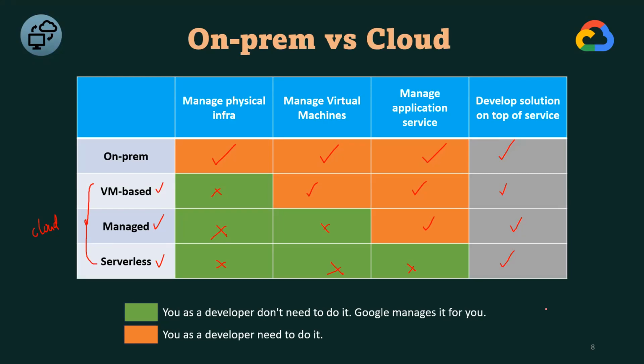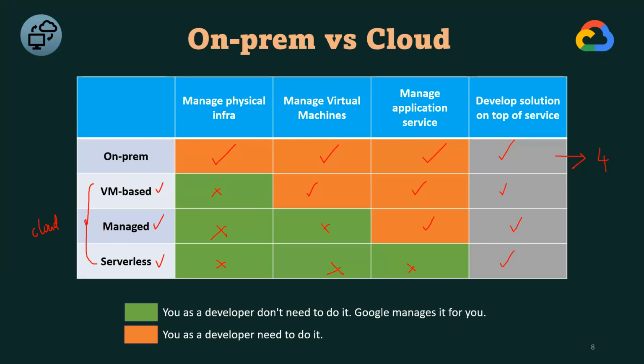But for now, in on-premises, you have to manage all the things. You have to manage all the four things. But in cloud-based things, we have three categories. One is VM-based services, managed services, and serverless services. In VM-based services, you don't need to physically buy your machines and manage the physical infrastructure. But you have to manage your virtual machine, manage your application, and develop your solution.